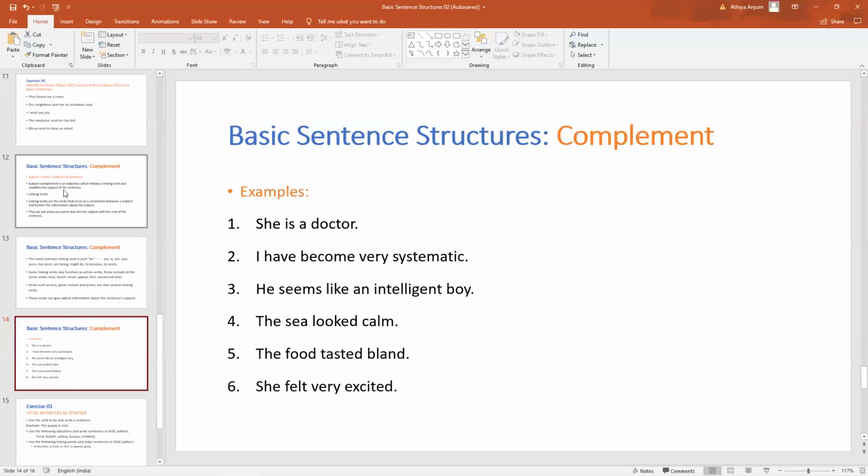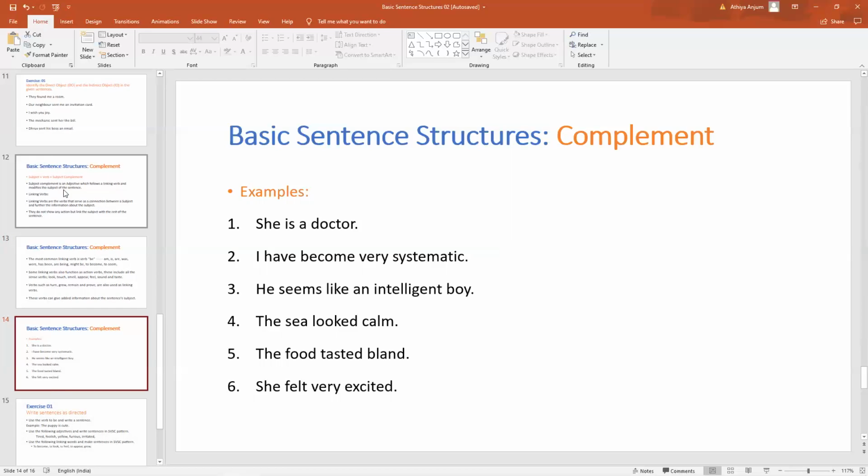Now let's see. You have the examples here. She is a doctor. The linking verb here is is, and about whom are we speaking? About the subject. What is your subject? She. Instead of she, you might have some name, Meena. Meena is a doctor. So about Meena you're speaking, and a linking verb is used. This is called the subject complement. I have become very systematic. The linking verb here is have become. Who has become? I. How have I become? I've become systematic. Adjective. It's telling you more about it. So that is the SC.